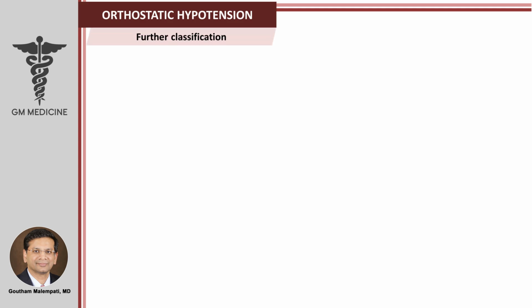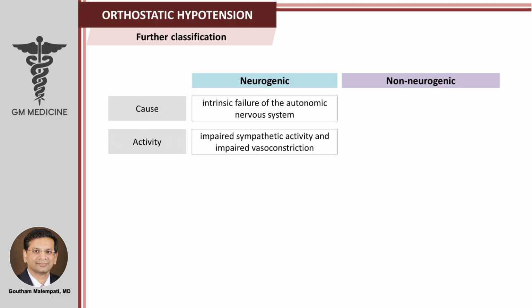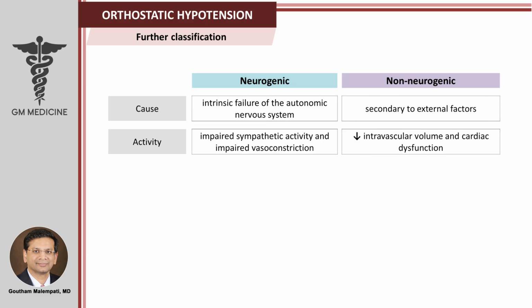Orthostatic hypotension is further classified as neurogenic or non-neurogenic. Neurogenic orthostatic hypotension is caused by an intrinsic failure of the autonomic nervous system. There is impaired sympathetic activity and impaired vasoconstriction. Non-neurogenic orthostatic hypotension is usually secondary to external factors. There is reduced intravascular volume and cardiac dysfunction.